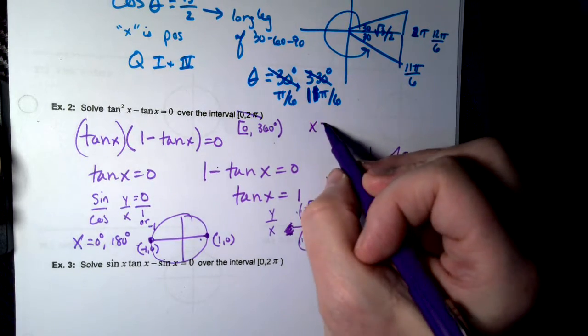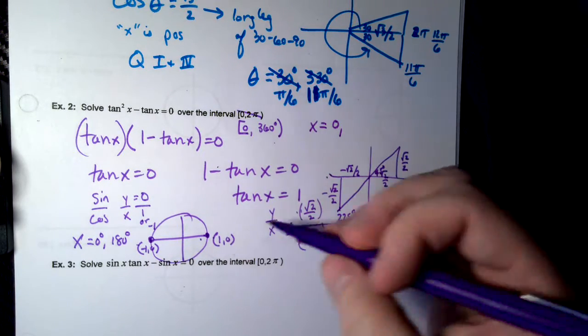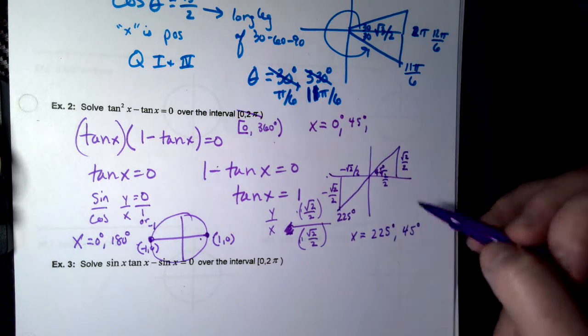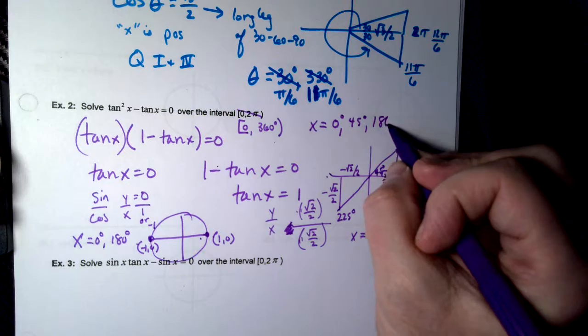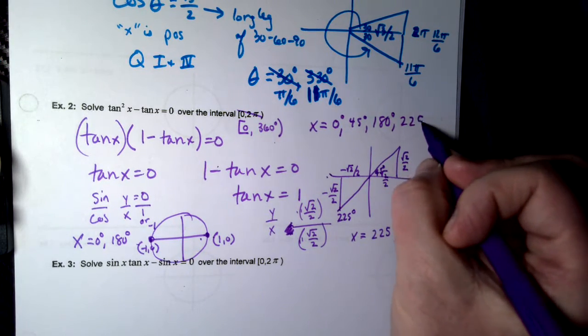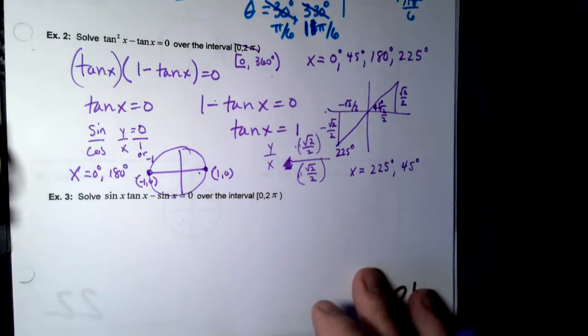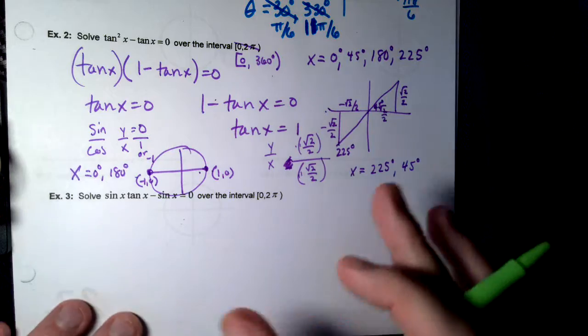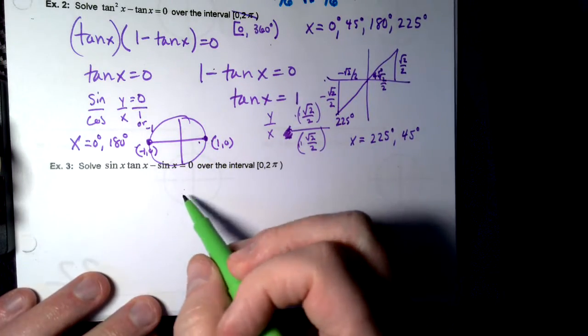So x is going to equal 225 and 45 degrees. So x is going to equal 0. I'll put them in order: 45, 180 degrees, 225 degrees. Woo! Got 2 examples down already. I'm going to put a couple examples on the back, so don't get excited. It's not going to be over in 5 minutes.